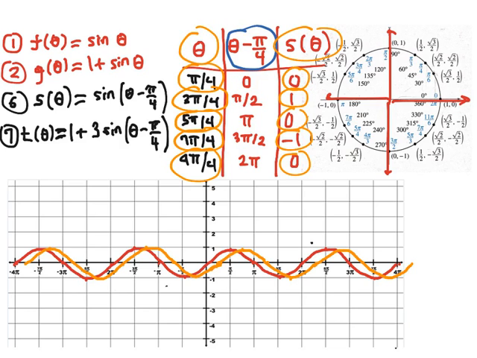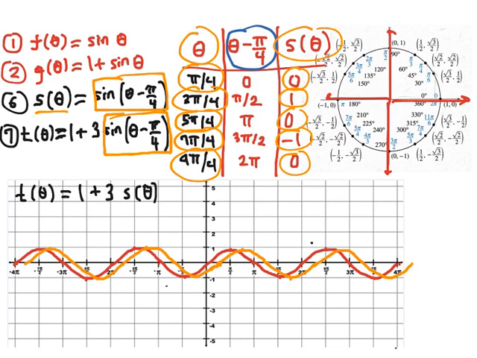Now we want to take a look at how to graph the function t of theta. And one thing that I want you to notice about t of theta is the following. You can see here t of theta is equal to 1 plus 3 times sine of theta minus pi over 4. And of course, sine of theta minus pi over 4 is the function that we just graphed. It's the function s of theta.